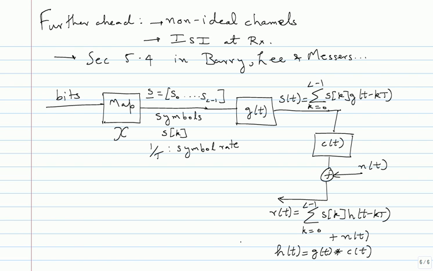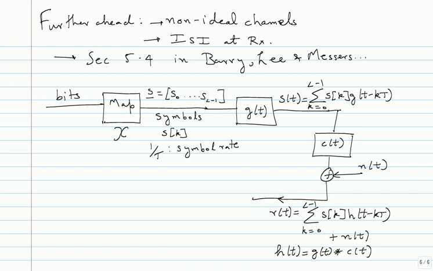But having said that, my first configuration is going to assume I know h(t) at the receiver. At the receiver, not at the transmitter. Just at the receiver. So in that case, you can't really go back and adjust your g(t). You have to live with whatever you got at the receiver. So those are the kind of assumptions that we'll make to make it more practical.